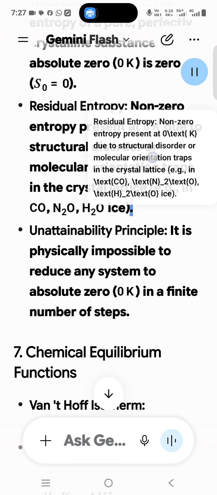7. Chemical equilibrium functions. Van 't Hoff isotherm. ΔG° = -RT ln K_P. Van 't Hoff isochore. Key high yield exam topics. Important derivations. Gibbs-Duhem equation. Thermodynamic equations of state from Maxwell's relations. Van 't Hoff isochore. Conceptual questions. Physical meaning of chemical potential. Origin of residual entropy. Condition for adiabatic flame temperature.